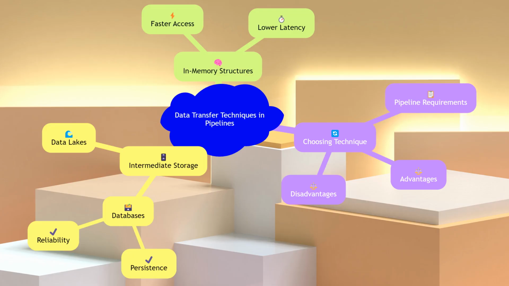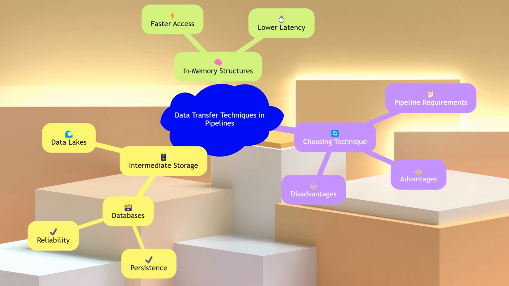Several techniques can be used to pass data between steps in a pipeline. These include using intermediate storage solutions, such as databases or data lakes, and leveraging in-memory data structures. Each technique has its advantages and disadvantages, and the choice of technique depends on the specific requirements of the pipeline.